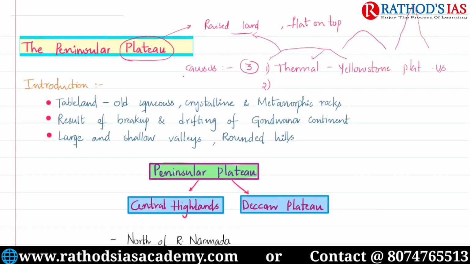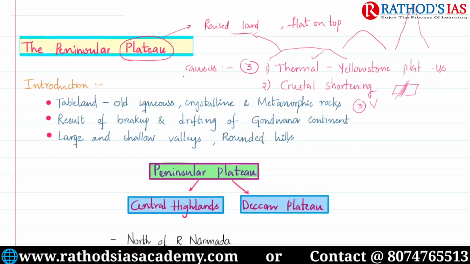The second cause of formation of plateaus is crustal shortening. These are plateaus mainly formed by thrusting, that is, the sliding of one block of crust over another. Whenever one block of crust slides over another, that leads to shortening of the crust, and because of this a raised land is formed. For example, the plateaus found in North Africa, Turkey, Iran and Tibet are examples of plateaus formed because of crustal shortening.